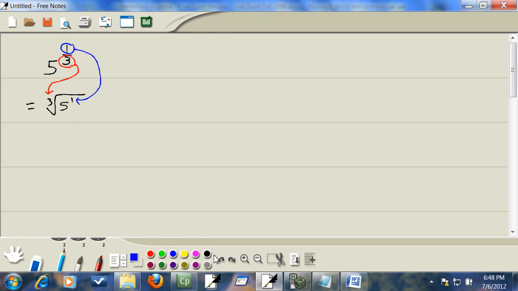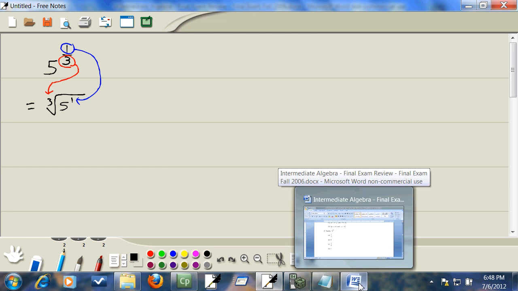Now we're going to be looking at a process where we alter that slightly. So let me type up the steps here.